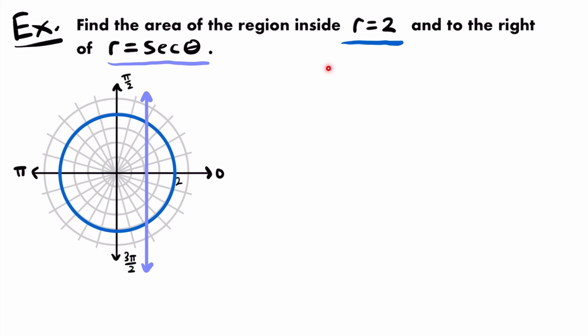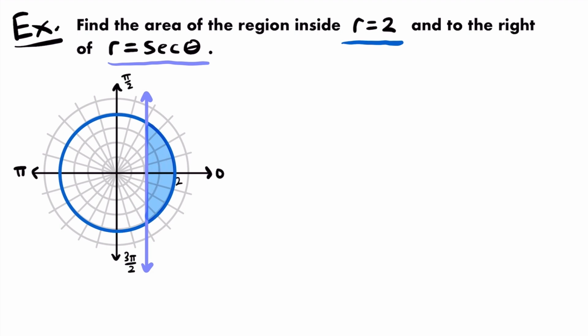And so now we have graphed both of our polar equations, and we want to find the area of the region inside r equals 2, which would be inside the circle, and to the right of r equals secant theta. So the area inside the circle but to the right of this vertical line is this area in here. So the area that we want to calculate is this region right here that lies between these two polar curves. And so how can we go about calculating this area?